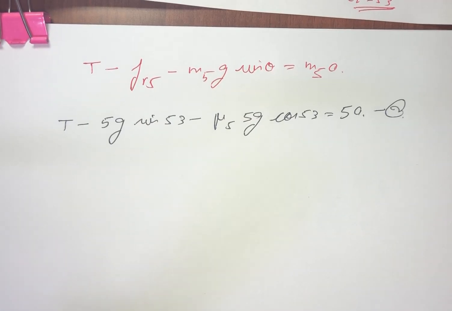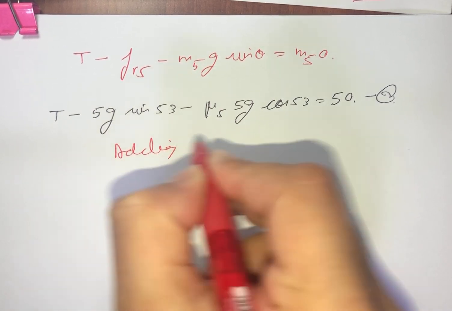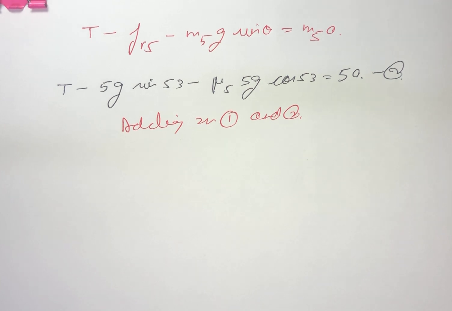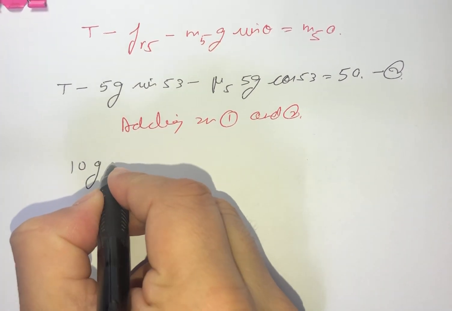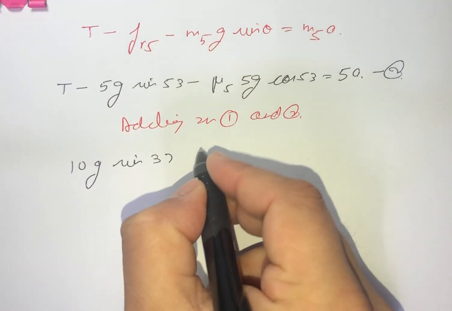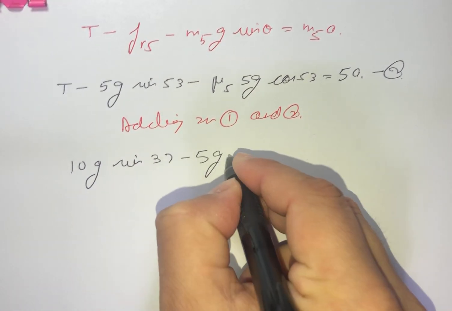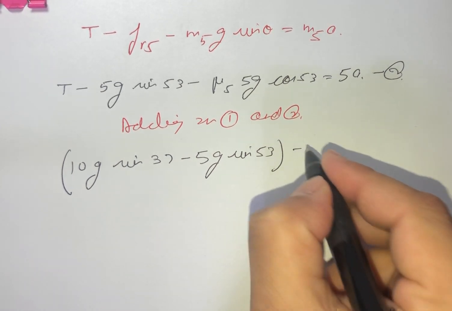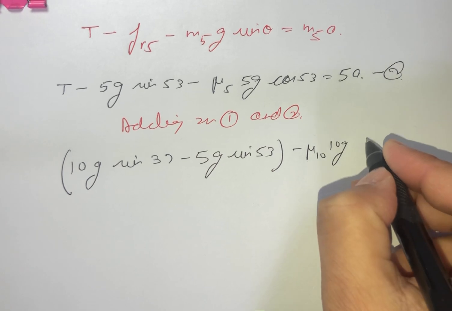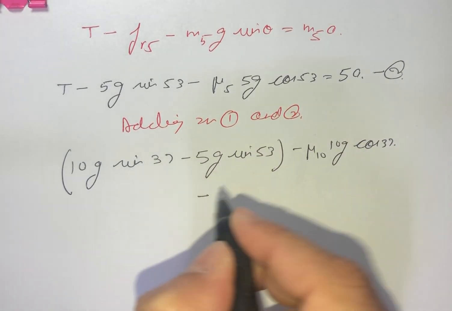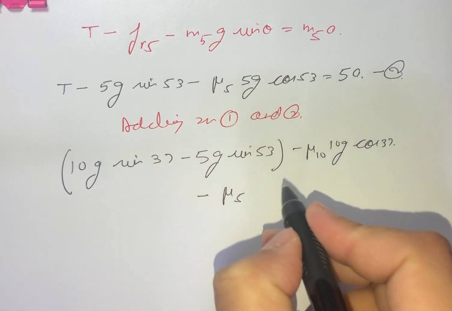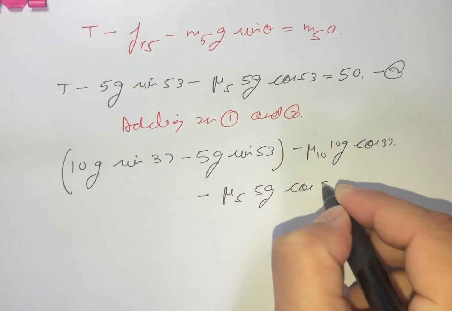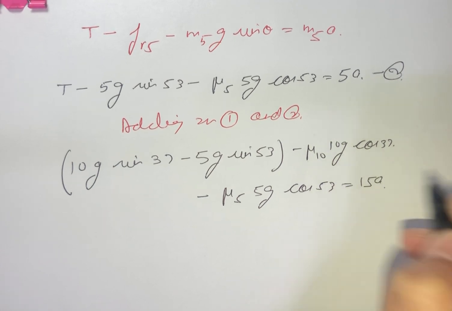Adding equations 1 and 2, we get 10g sine of 37 minus 5g sine of 53, and then minus mu10 10g cos of 37 and minus mu5 5g cos of 53, equal to 15a.